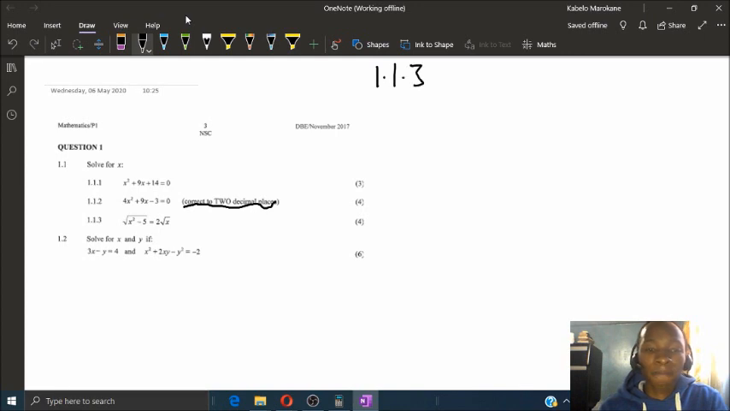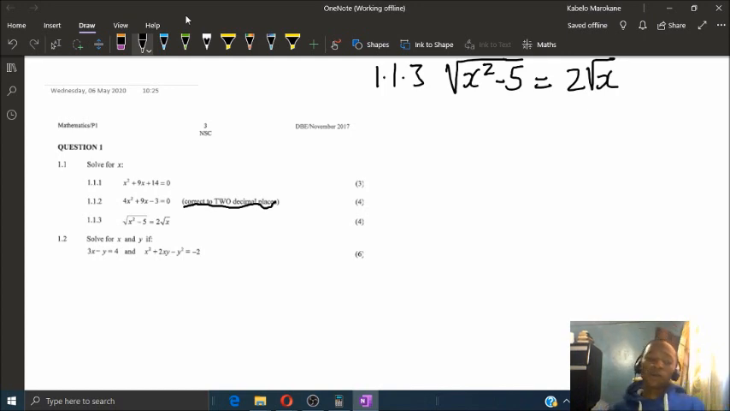So we are doing question 1.1.3. It says the square root of x squared minus 5 is equal to 2 square root of x. So also here we want to solve for x, but we are seeing these two monsters called square roots. How do we get rid of them?